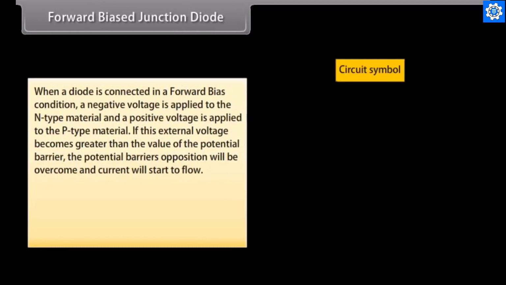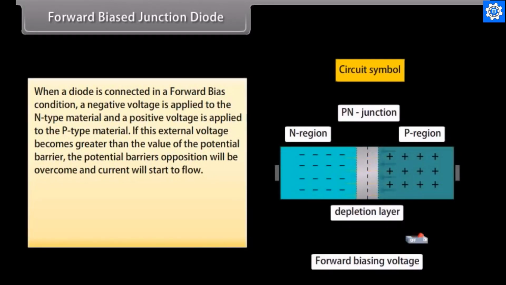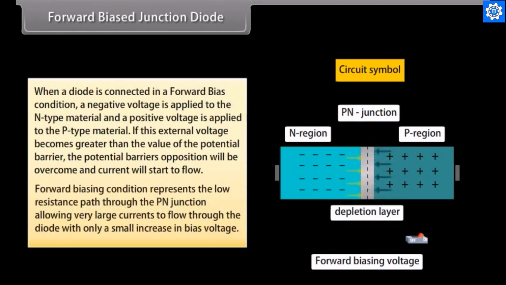Forward-biased junction diode. When a diode is connected in a forward bias condition, a negative voltage is applied to the N-type material and a positive voltage is applied to the P-type material. If this external voltage becomes greater than the value of the potential barrier, the potential barrier's opposition will be overcome and current will start to flow. Forward biasing represents the low resistance path through the P-N junction, allowing very large currents to flow through the diode with only a small increase in bias voltage.